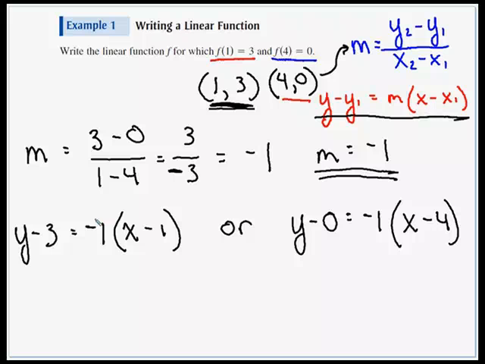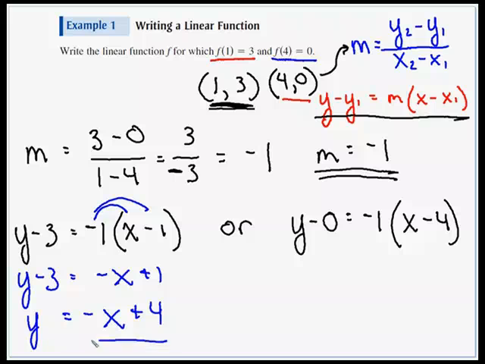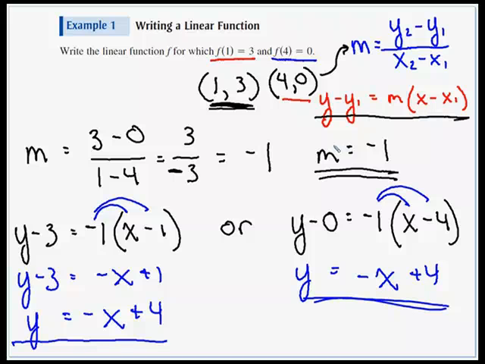Let's start with the one on the left here. I will distribute the negative 1. Y minus 3 equals negative x plus 1. And then I'm going to add 3 to each side. When I add 3 to this side, 1 plus 3 is 4. So there's my equation, y equals negative x plus 4. If, on the other hand, you chose this other point, we'd have y minus 0 equals, distribute this negative 1, negative x plus 4. Exact same equation. As long as we have a slope and a point on that line, we can write the equation. And here we knew these 2 points. It doesn't matter which of those two we use. We get the same equation either way.